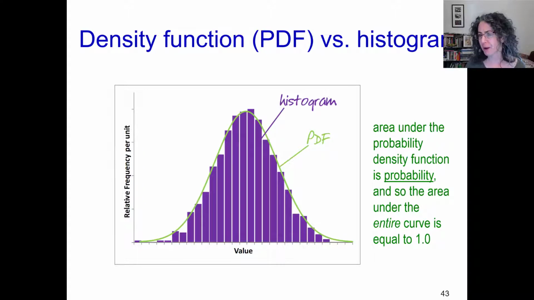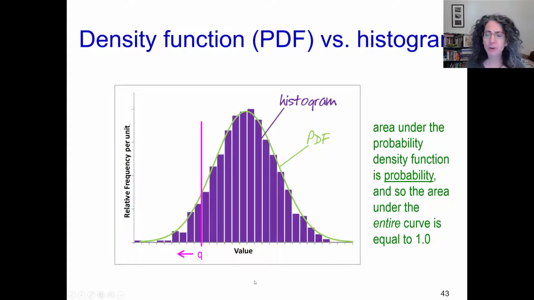So this purple histogram is to represent a very large sample from the green distribution. So this green PDF is the parent population distribution, right? So the purple histogram, when it's from a very large sample, is a good approximation of the parent population PDF. And we can see that the histogram is doing a fairly good job at filling out the areas of the distribution.